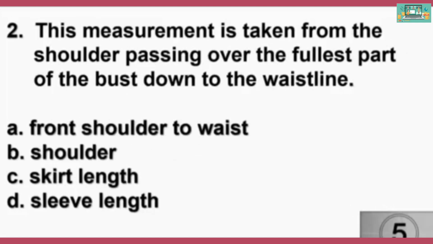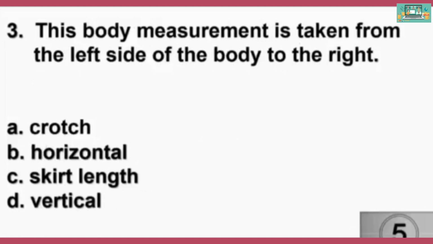Number 2. This measurement is taken from the shoulder passing over the fullest part of the bust down to the waistline. Number 3. This body measurement is taken from the left side of the body to the right and vice versa.